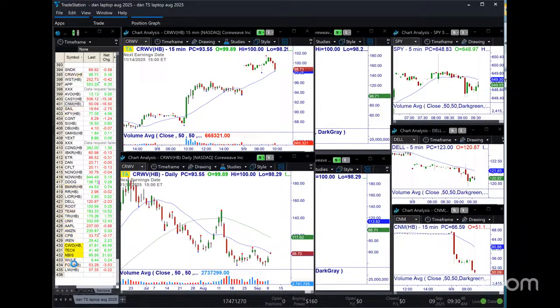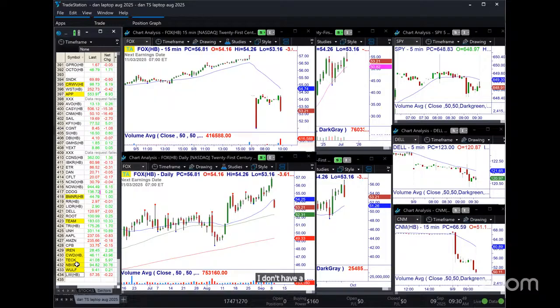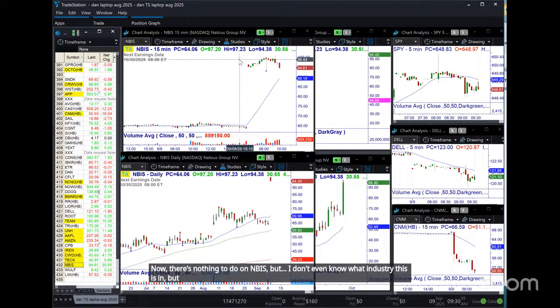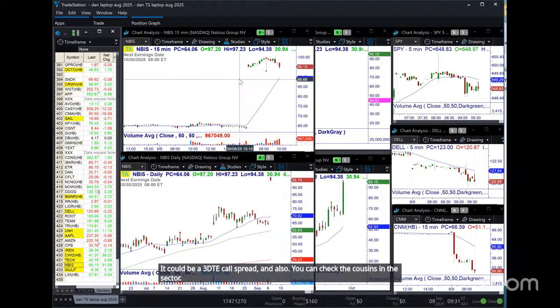Box here, I know we've had some news. That's a nasty gap, creating a breakout failure, but I don't have a pattern to do anything. Look at this gap on NBIS. Now, there's nothing to do on NBIS, but I don't even know what industry this is in, but it could be a 3 DTE call spread. And also, you can check the cousins in the sector and see if there's anything of interest.